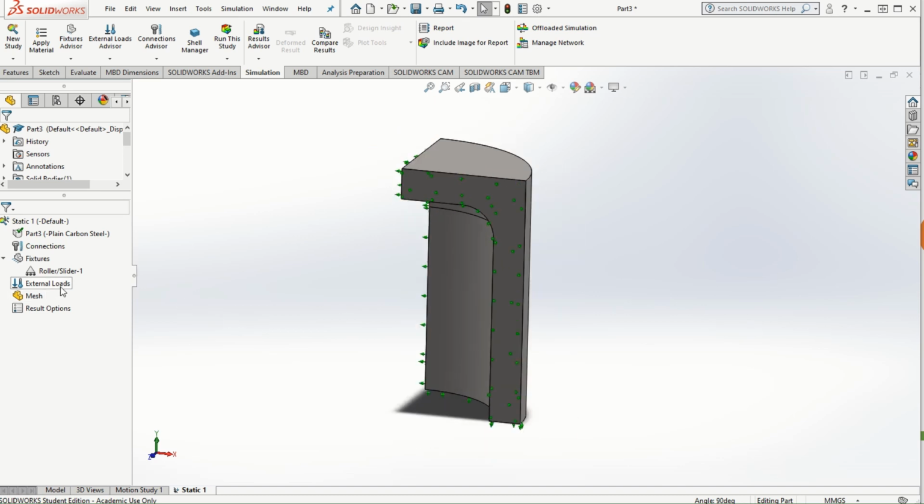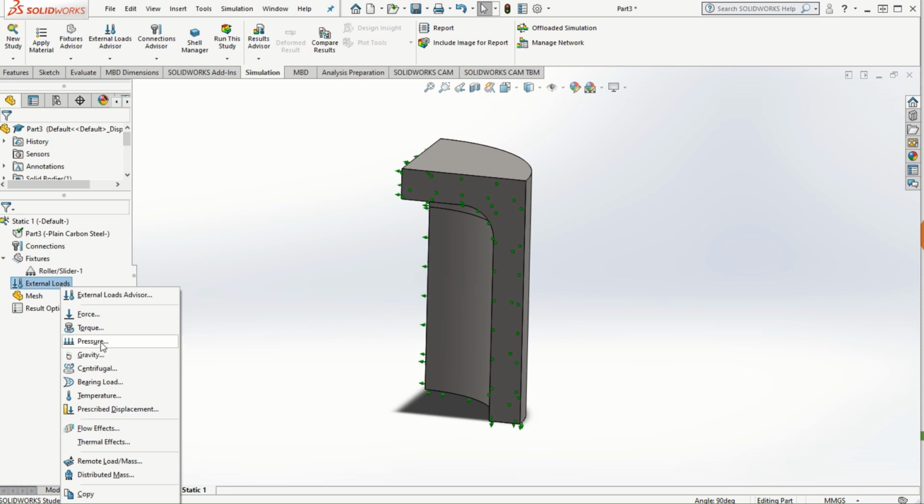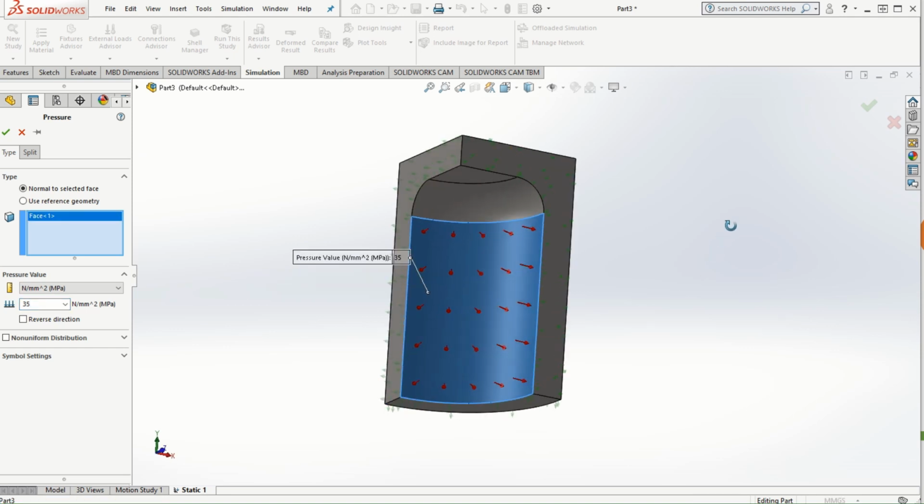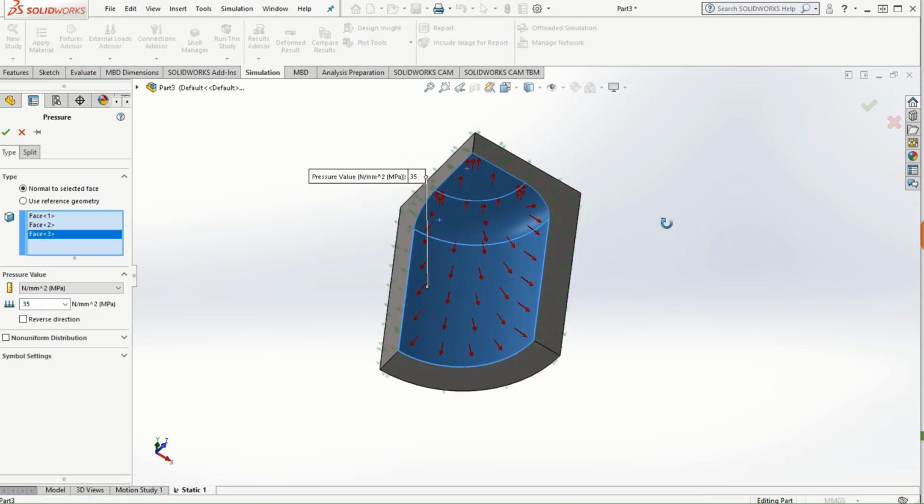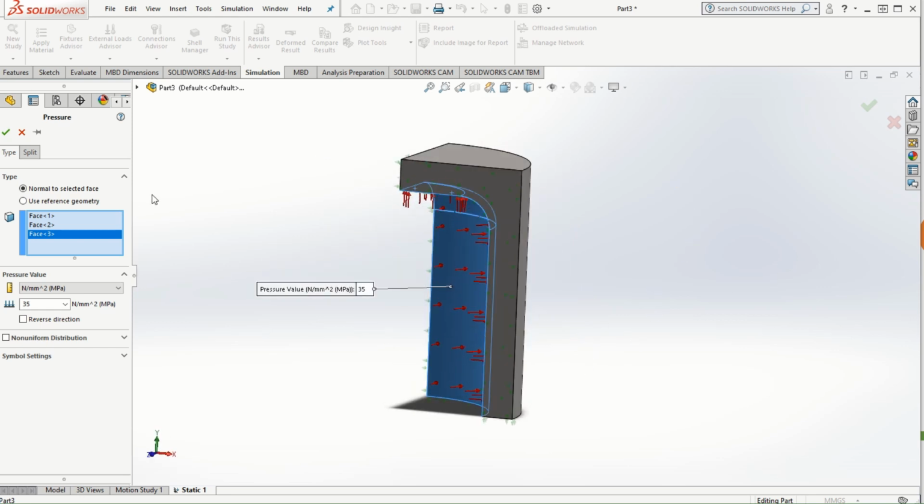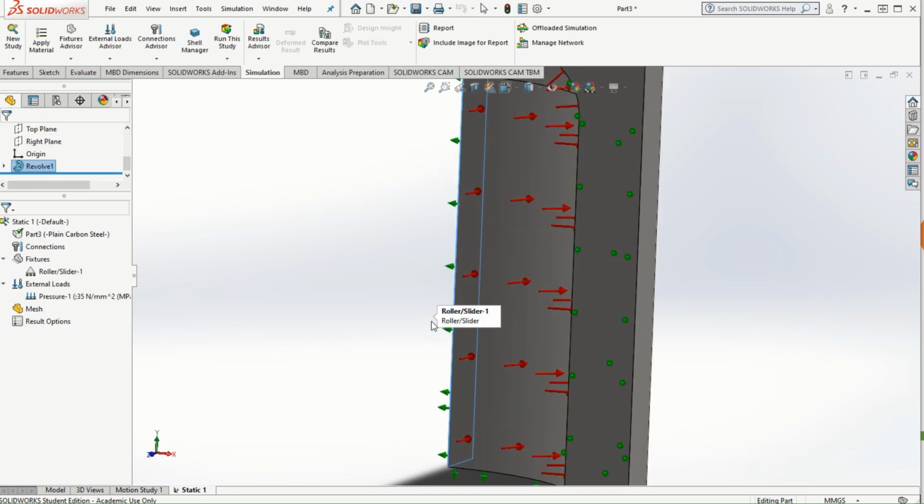All right, the next thing I'm going to do is apply the pressure. So I'm going to right click on the external loads, go to the pressures, take a look at the megapascals. 35 megapascals is the value we want to put in, normal to these three faces. That's the internal pressure of 35 megapascal. And click on the check mark.